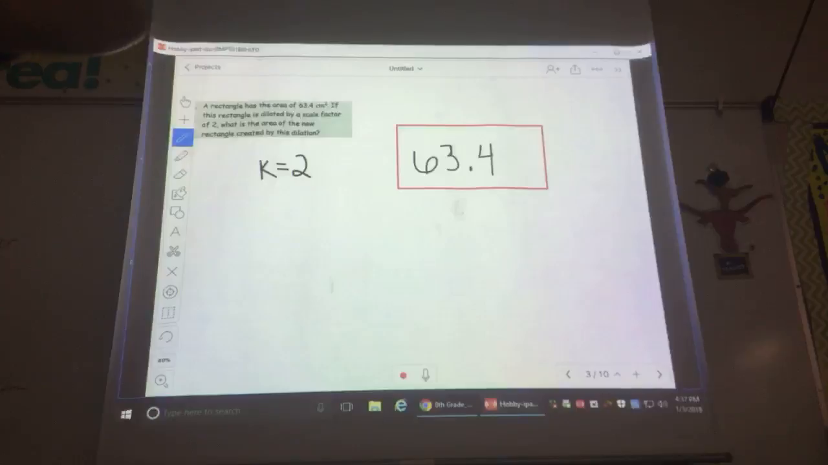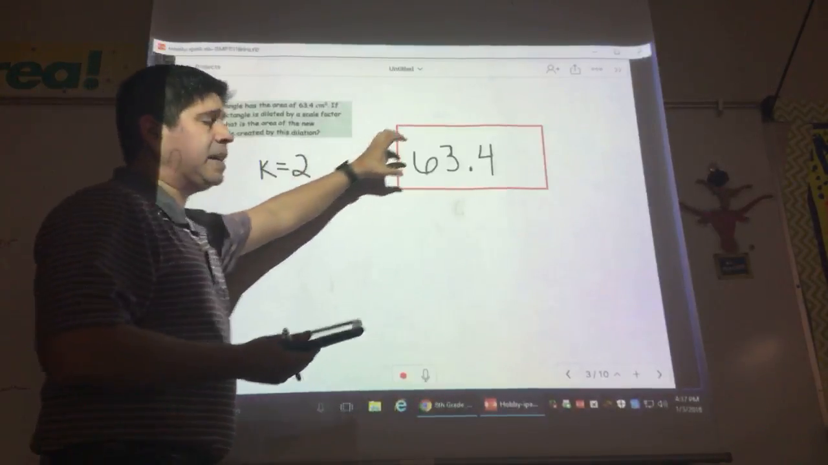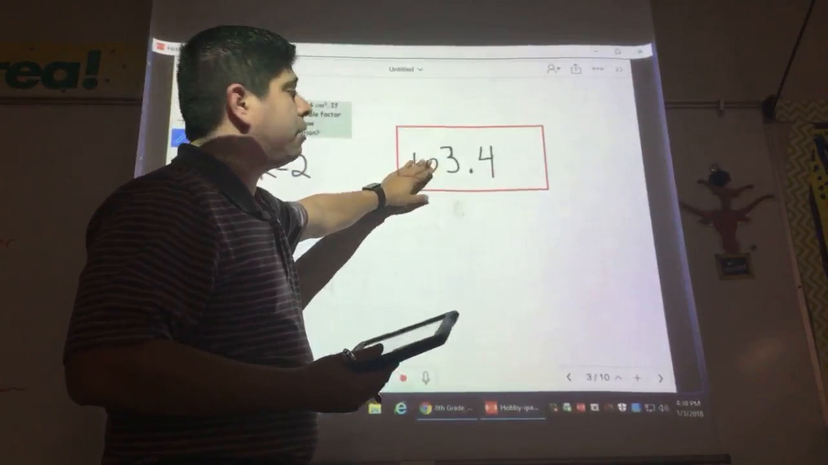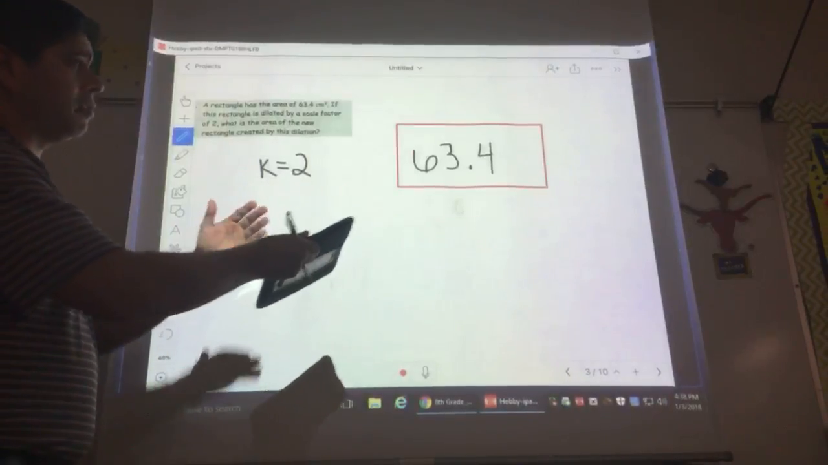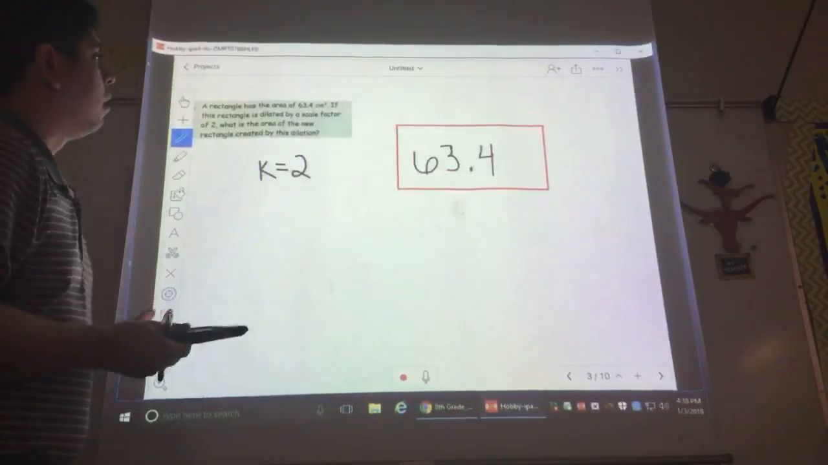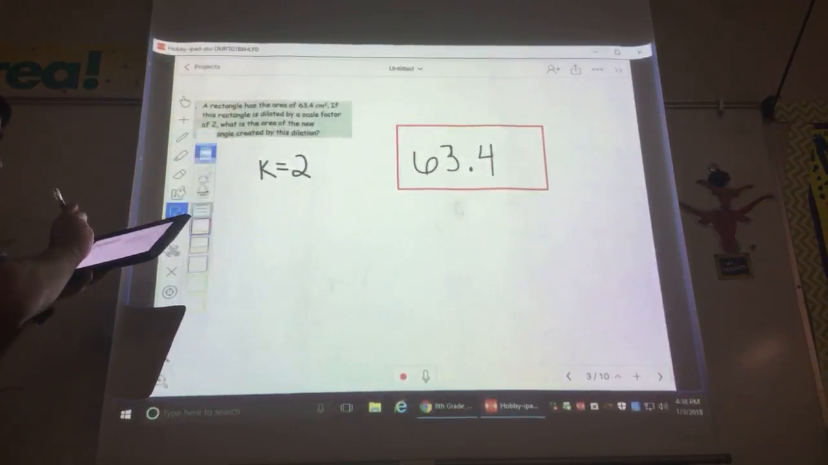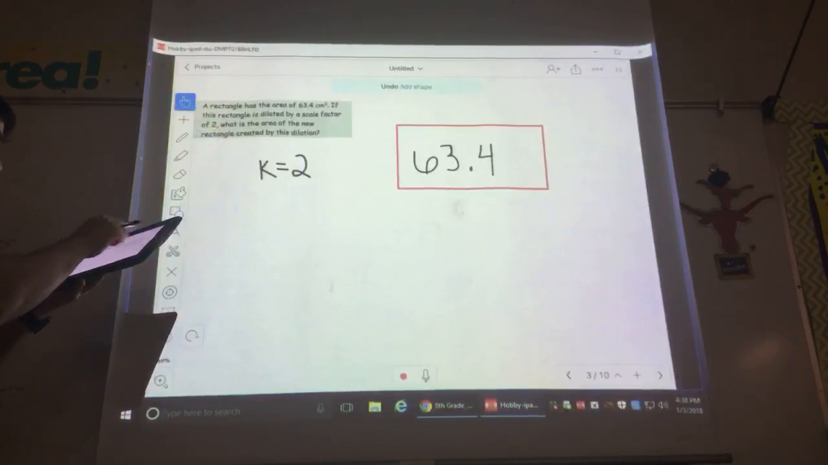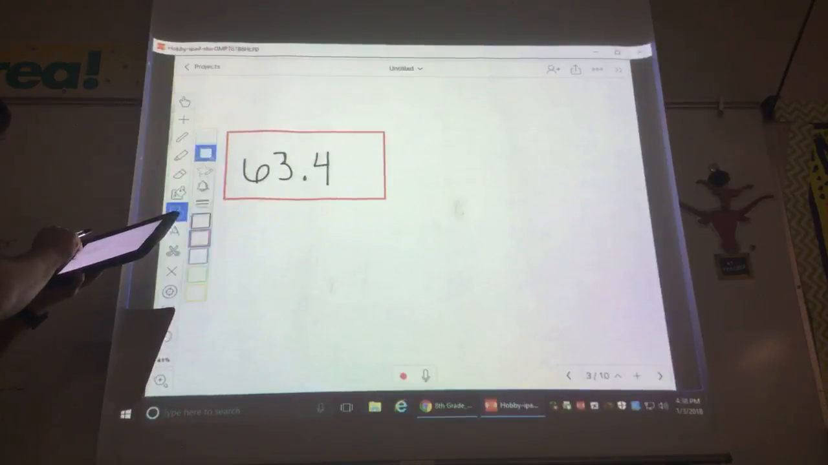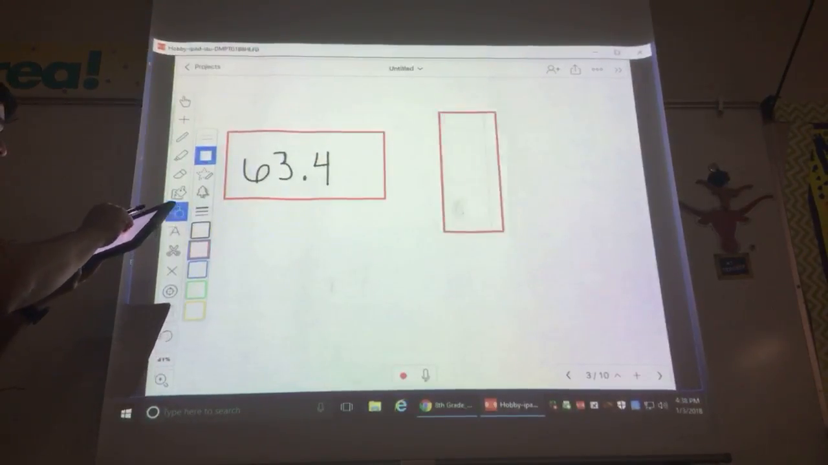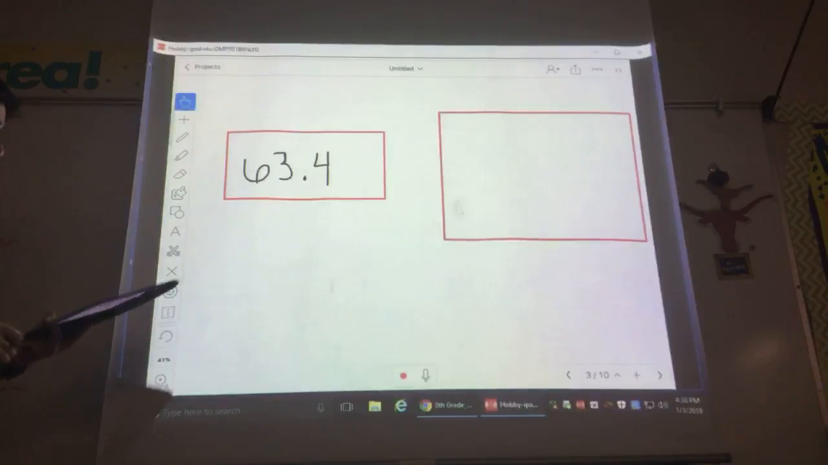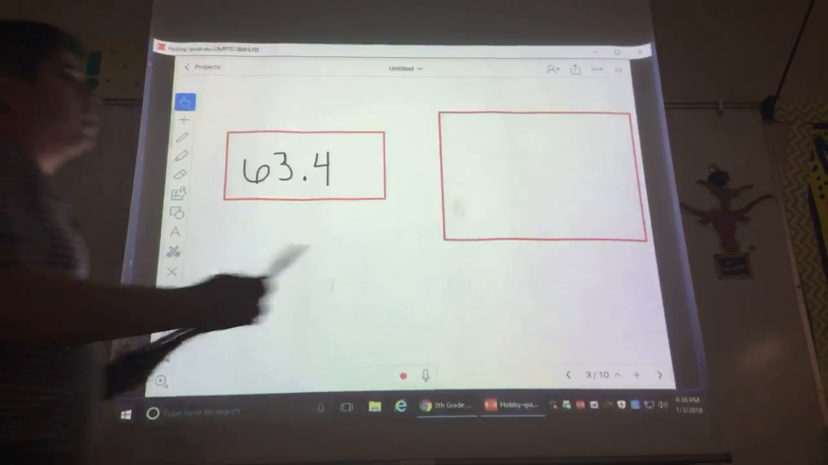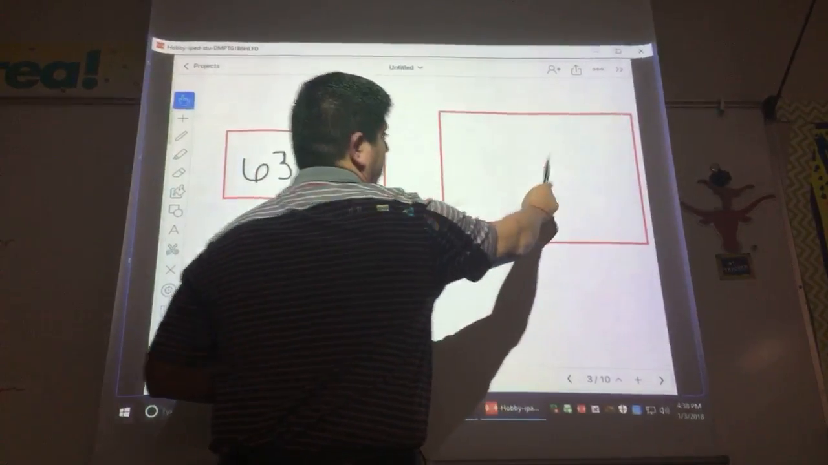So if I have a scale factor of 2, if you remember from what we talked about, if the scale factor is greater than 1, then that means this is going to get bigger. So obviously my area of my new triangle or rectangle is going to be way bigger than this. All right. So what I would have is another rectangle that is like way bigger. Okay. So I need to find out what this area of this rectangle is going to be.